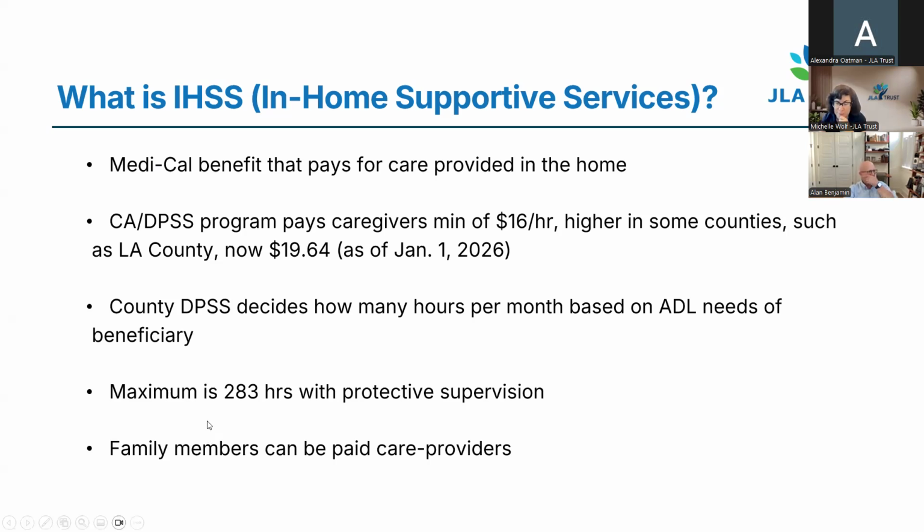It can be a family member. It can also be anyone: a family friend, someone from your church or synagogue, or someone you get from a registry. The pay is at least whatever the county has set. In LA County, it's pretty close to $20 at this point. San Francisco, I think, is a little higher, but it's at least $16 an hour.